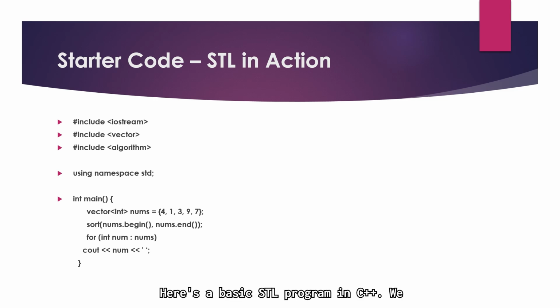Here's a basic STL program in C++. We start by including the necessary headers: vector for our container, and algorithm for sorting. We declare a vector of integers, initialize it with some values, and then sort the vector in ascending order. Finally, we print the sorted list using a range-based for loop. This is STL at its simplest, containers and algorithms working together.